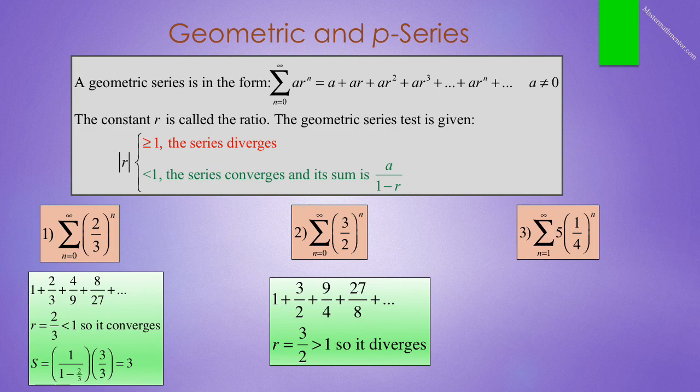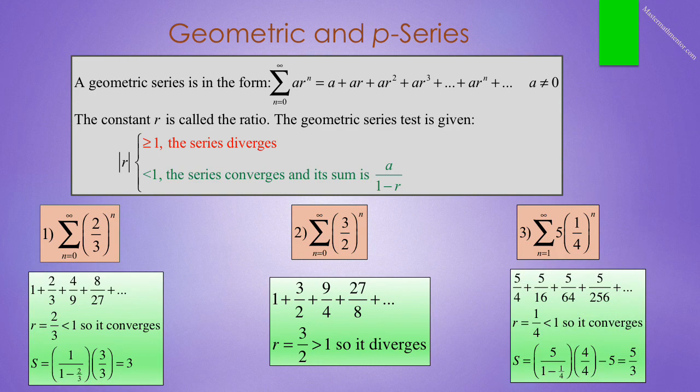Number 2 reads summation n equals 0 to infinity of (3/2) to the n. This is 1 plus 3/2 plus 9/4 plus 27/8 plus dot dot dot. Since r is equal to 3/2, which is greater than 1, this is a divergent series. Note that this could have also been done with the nth term test because the limit as n approaches infinity of (3/2) to the n is infinity, and therefore this is divergent.